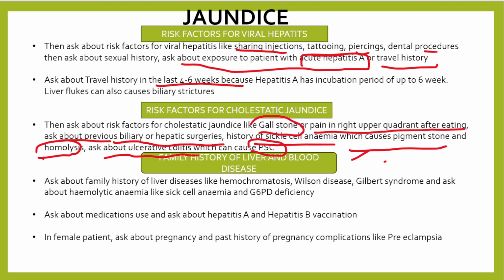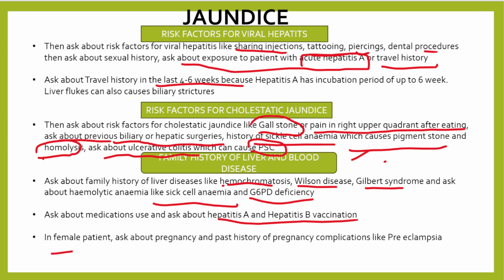Family history is important for liver conditions which can present with jaundice, like hemochromatosis, which is an autosomal recessive disease, Wilson disease, Gilbert syndrome. We can ask about hemolytic anemias, like we mentioned earlier, sickle cell anemia, G6PD deficiency. Then we will ask about any herbal medication, or any other medication the patient is using. We'll ask about hepatitis A and B vaccination, very important.